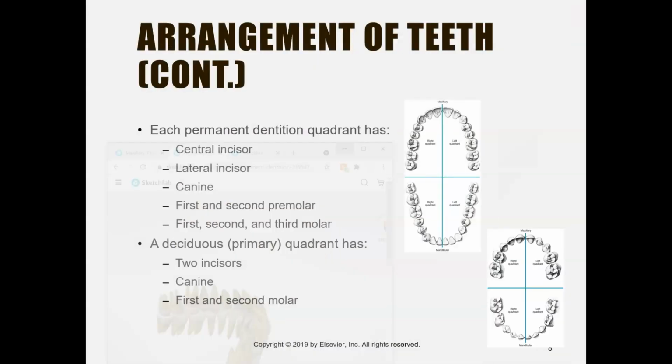Now, if you look at the primary dentition, you'll see that there are fewer teeth involved. Deciduous, also known as primary, also known as baby teeth, have incisors. If we're looking at one quadrant, we can be even more specific and say they have 2 incisors here: a central incisor and a lateral incisor. Then they have a canine, and then they have molars.